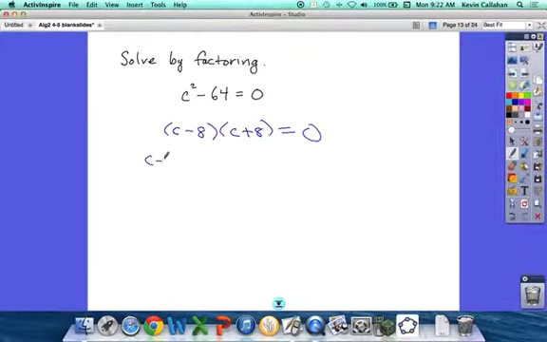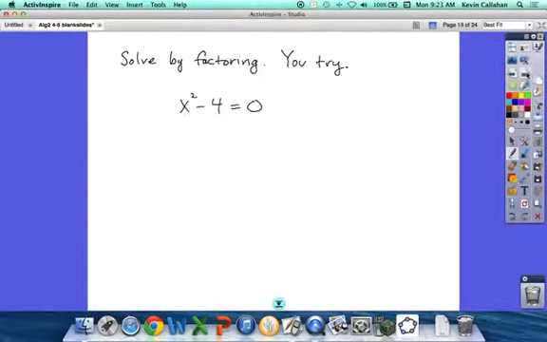If you have to, set it up as an equation. C minus 8 equals 0. C equals 8. C plus 8 equals 0. C equals negative 8. Good. So you try that one. Again, another one we had in the homework last night.